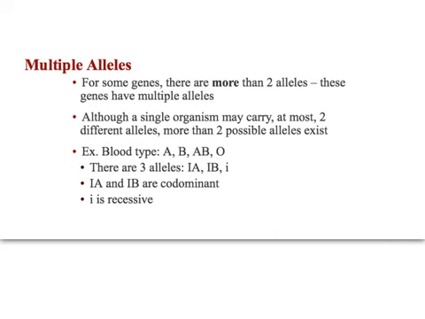Okay. And then finally, the last thing we're going to talk about in this video is that some genes actually have more than 2 alleles. So we've been talking about this simple situation where you either have a capital letter or a lowercase letter. But in reality, think about things like eye coloring. You don't just have blue or brown eyes. There's lots of colors in between. So you could have more than 2 alleles for a gene.